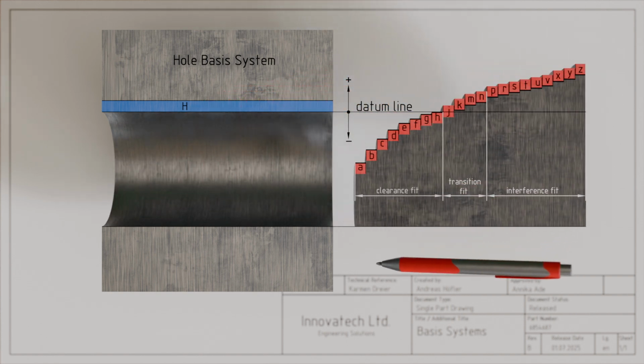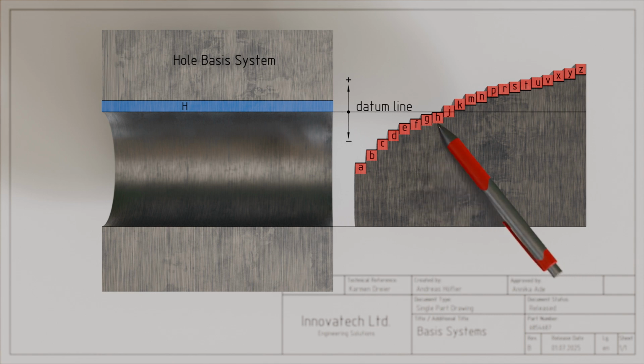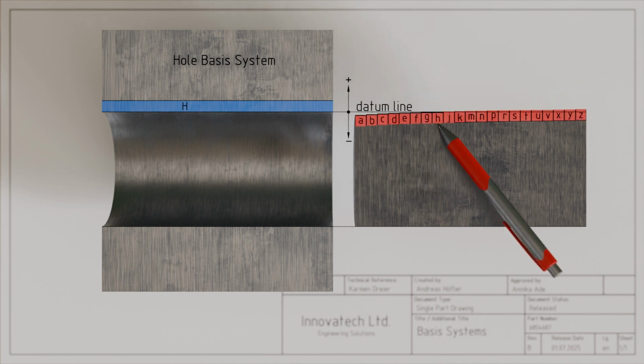In addition to the hole basis system, there is also a shaft basis system. Analogous to the hole basis system, the uniform fundamental deviation H is specified for the shaft in this case. Note that in both the hole and the shaft basis system, the tolerance zones H always start at the nominal size and then extend into the material of the hole or the material of the shaft, so to speak.